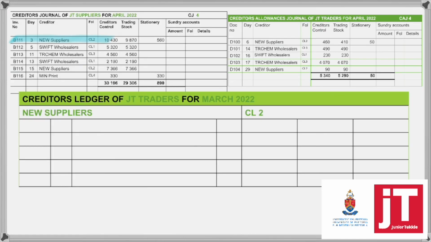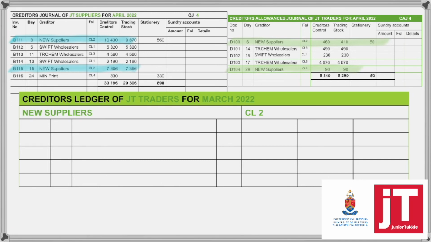So let's continue. When we do the creditors ledger, there's an account for each creditor. Now you can see we are working here with new suppliers. So I have to look in my journals, where do I see new suppliers? In the creditors journal, there's a transaction on day 3 and there's a transaction on day 15. In the creditors allowance journal, there's a transaction on day 6 and a transaction on day 29.